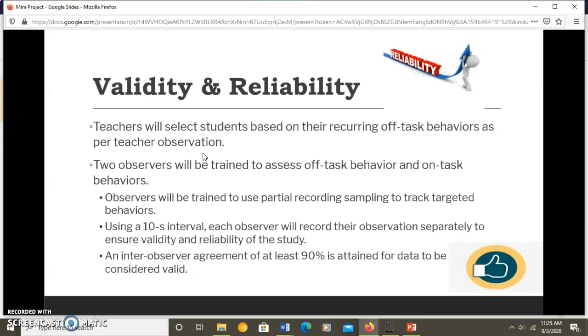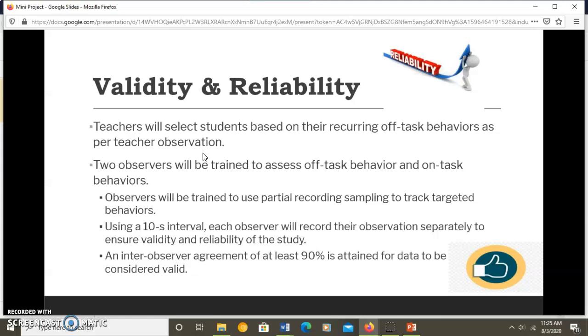How are we going to check validity and reliability? Well, teachers are selecting students based on their recurring off-task behaviors as per teacher observation, and also we're using that questionnaire to identify students who are not very physically active. 2 observers will be trained to assess off-task behavior and on-task behavior, and we're going to be focused on the off-task behavior for this experiment.